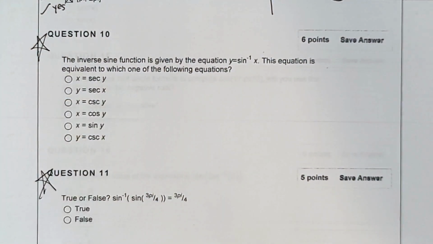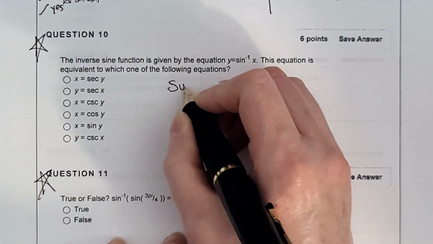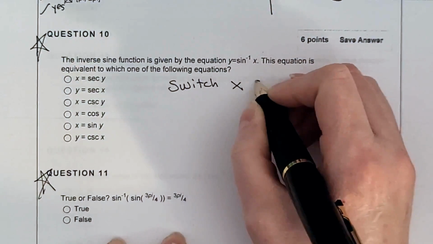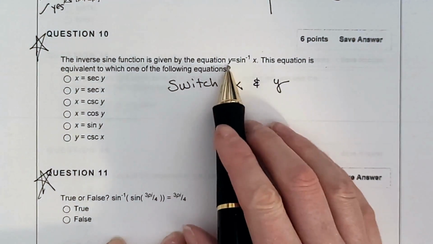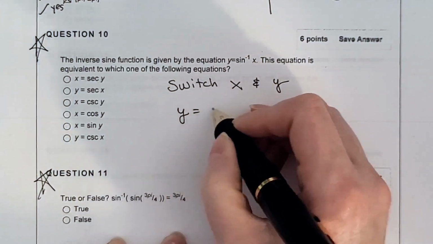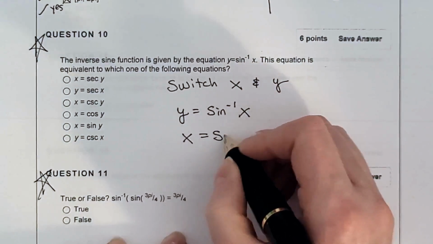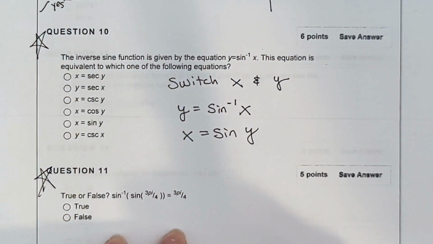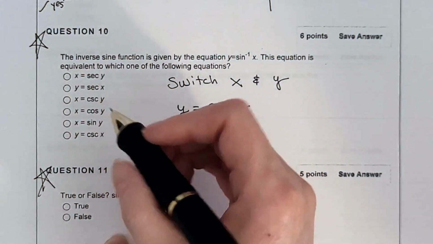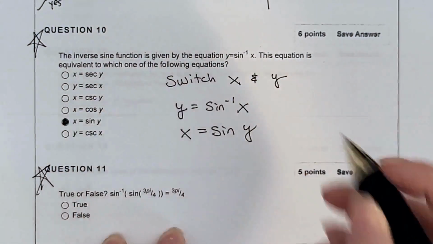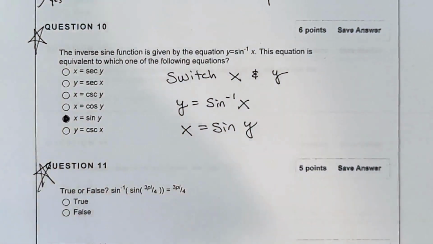Question number 10. The inverse sine function is given by the equation y equals sine inverse of x. This equation is equivalent to which one of the following equations? All right, so what you want to do is you want to switch x and y. So instead of saying y equals sine inverse of x, we're really going to have x equals the sine of y. And that's the one you're going to pick. So that is this one down here. So that's just knowing a definition of what does inverse mean. You're switching x and y.